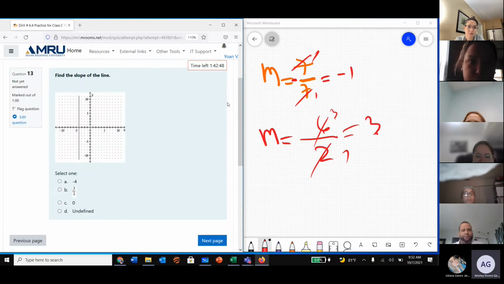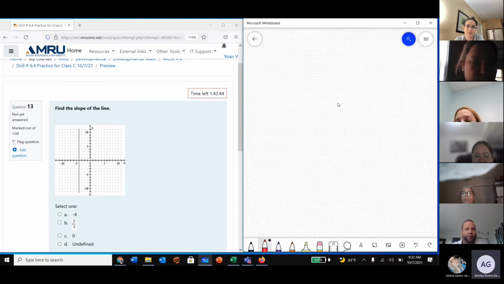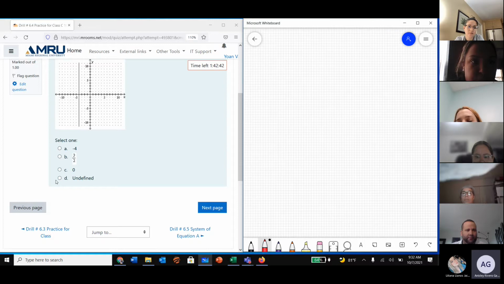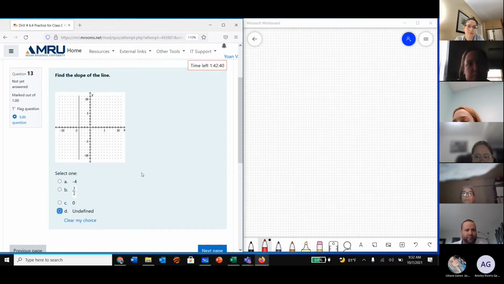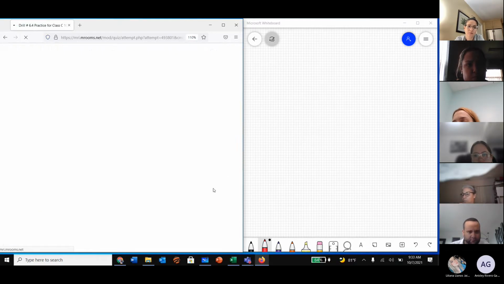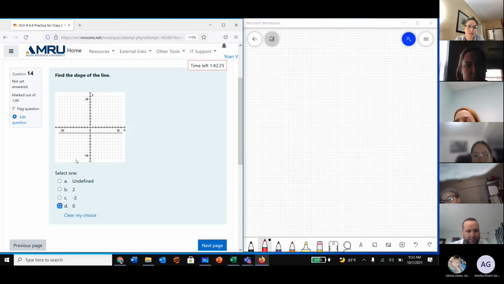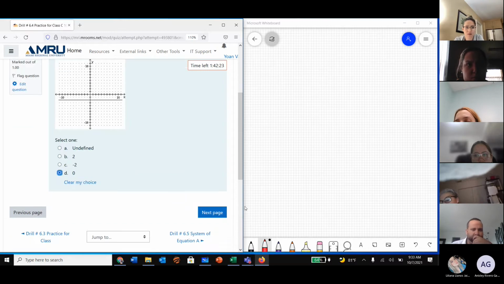How's the slope here? Undefined. There is no inclination, the slope is undefined. Here there is no inclination. It's 0, the slope. Remember, the slope is the steepness of the line.